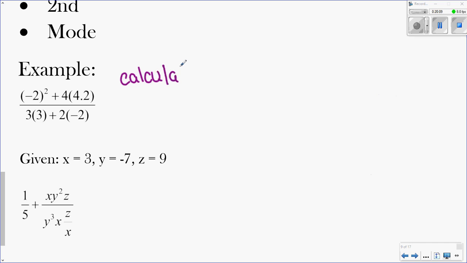Calculator. So this is what you're going to do in the calculator. So we have this top. Notice the fraction bar, so that means we're going to group the numerator and group the denominator. So when I'm going to write it, this is how you're going to enter it on your calculator.